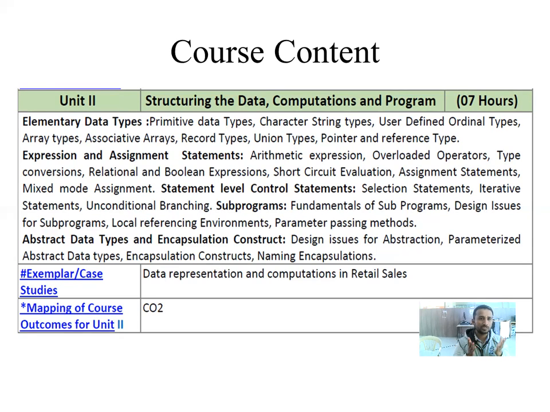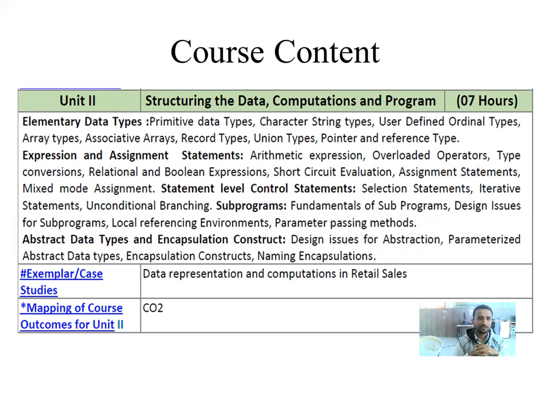All the different types of instruction statements we have discussed. In that, expressions we have discussed, assignment statements we know. All these parts we have discussed in the previous semester also. In this semester also, we are again going to revise all those topics with respect to our object-oriented programming language, that is Java.